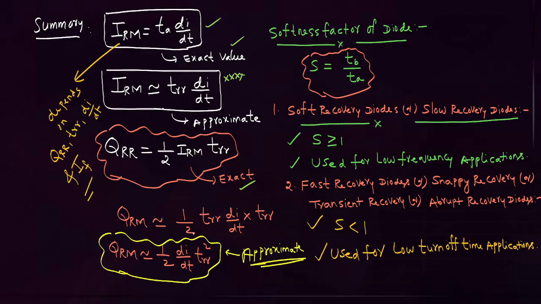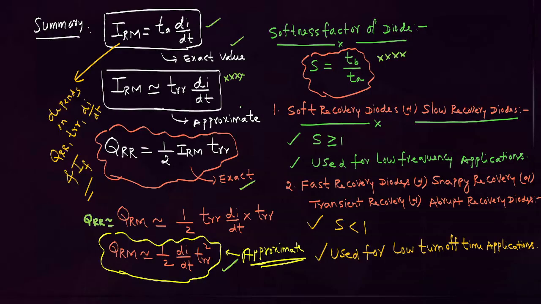This is the exact form, and this is the approximate formula for QRR. That is the QRR, not only QRM. This is equal to QRR. Here I am defining one factor that is called the softness factor.